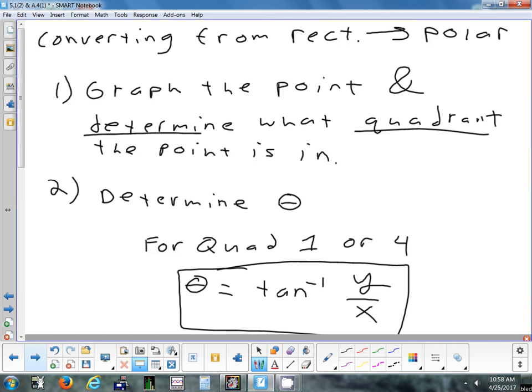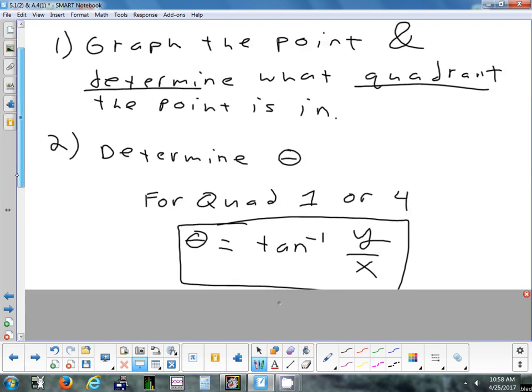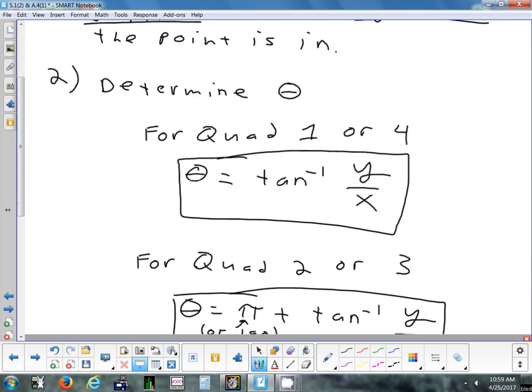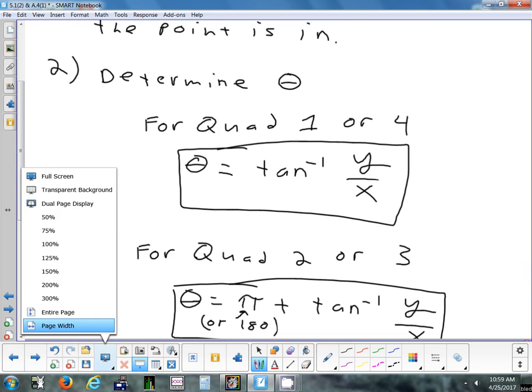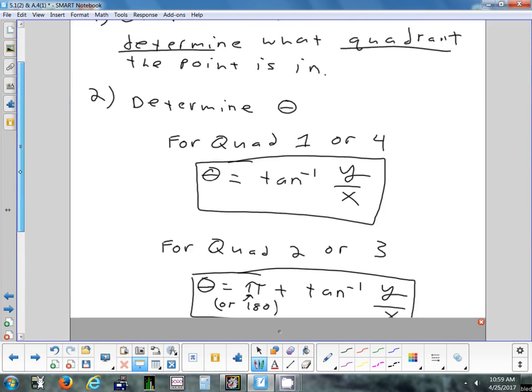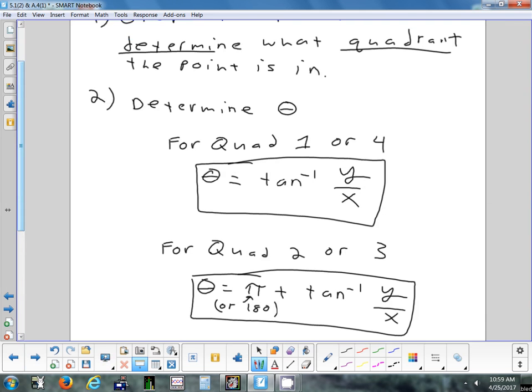Once you know that, you can find your angle. If you're in quadrants 1 or 4, use this formula. If you're in quadrants 2 or 3, it's almost the same formula, except you have to add 180 to the front if you're doing degrees, or pi if you're going to do radians. So if you're in quadrants 2 or 3, in the front of the inverse tangent, put a plus 180. Or plus pi if you want to use radians.